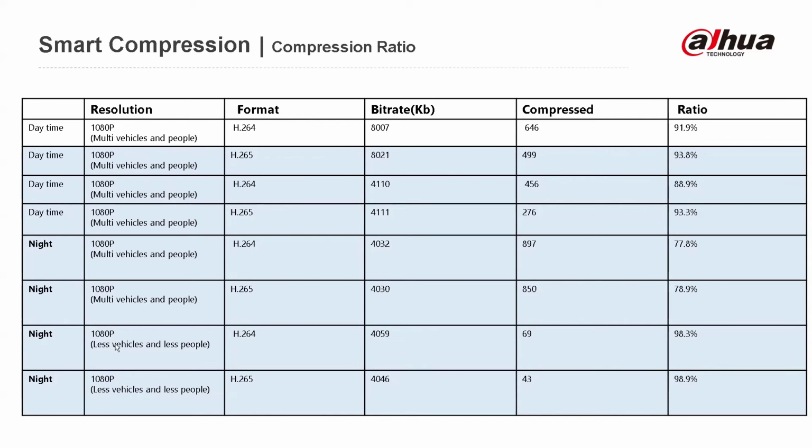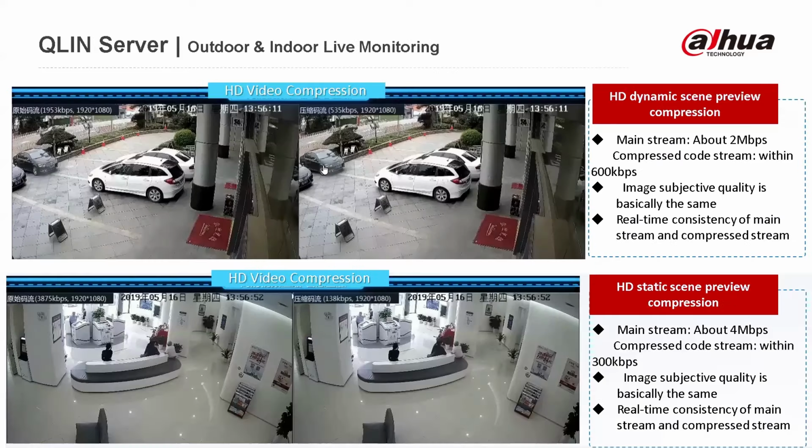Just look at this. At night when there is less activity, H.264 is 4 Mbps, or 4059 kbps. We reduce it to 69, and H.265, we save it to 43. So that's 98% compression. So this gives us an average of 90% compression based on the activity and the camera compression standard. So this is going to help us to save on space.